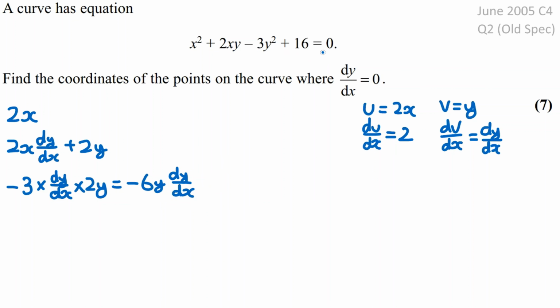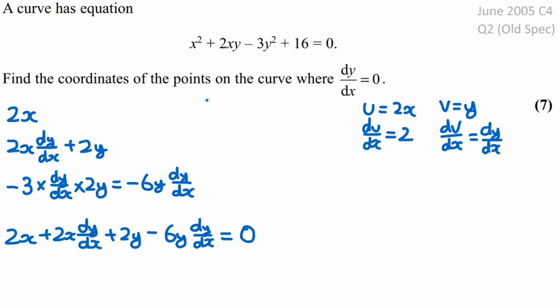Now, I talked about this before. With a lot of questions, you don't actually have to rearrange in order to find dy/dx and make it the subject like we did before, because all we need to do is find the points on the curve where dy/dx is equal to 0. So what we can just do is set dy/dx to 0 for all of the terms where dy/dx is present. So this term here is going to go away, and this term here is going to go away, such that we're just left with 2x plus 2y is equal to 0. So this is the equation we can use here.